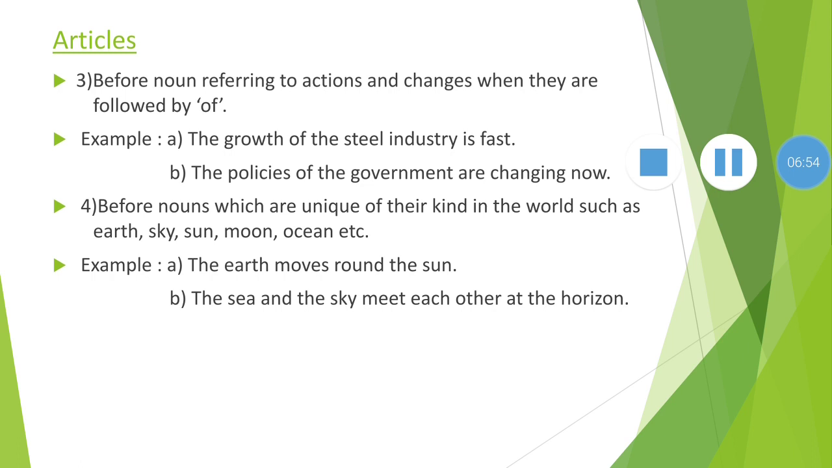Also, the horizon, it is also a unique thing or rare thing. So, we use the article. Means in this example, the earth, the sun, the sea, the horizon, the moon, ocean, etc. Those are the only one thing, those are the rare thing, those are the unique thing in the world. We use the article before such noun.